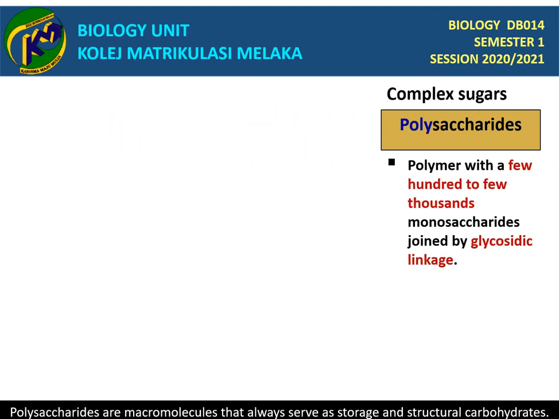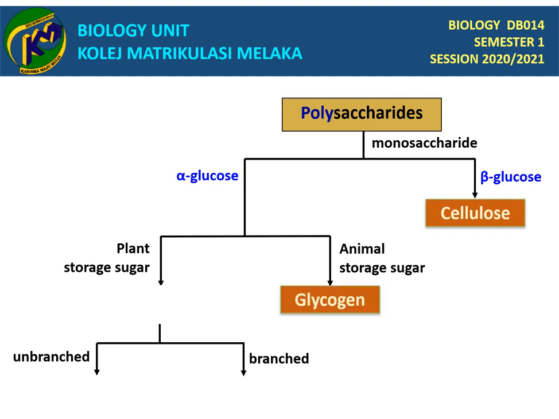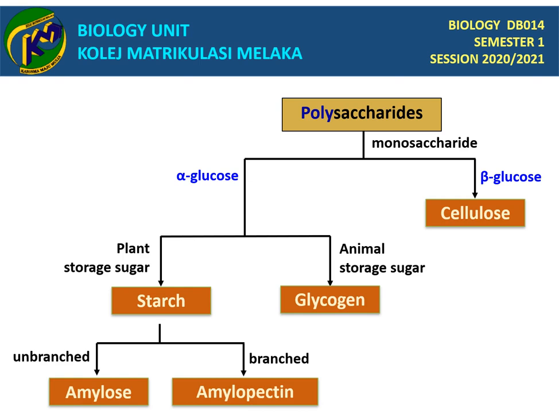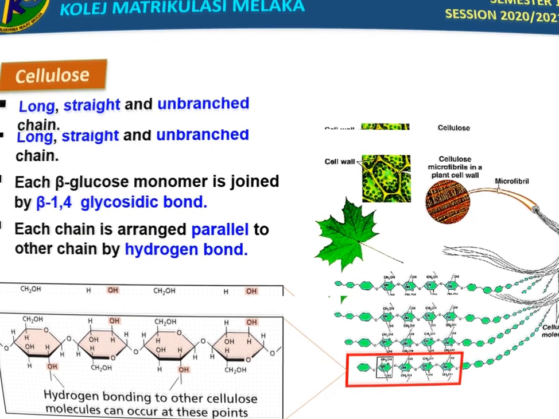Polysaccharide. The prefix poly refers to many monomers of monosaccharides joined through dehydration to form a complex sugar. There are a few examples of polysaccharides, such as cellulose, glycogen, starch, amylose, and amylopectin. For example, cellulose is the only polysaccharide that consists of beta-glucoses as its monomers. This is the major component of the plant cell wall.